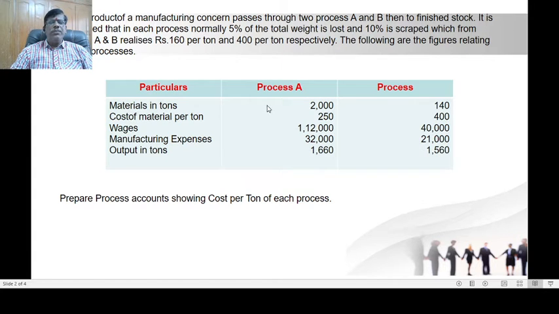Now with the help of this information, process A and process B. Material in tons is 2,000 and 140 tons. Cost of material per ton is 250 and 400. Wages are 1,12,000 and 40,000. Manufacturing expenses are 32,000 and 21,000. Output in tons is 1,660 and 1,560. Then prepare process account showing cost per ton of each process.